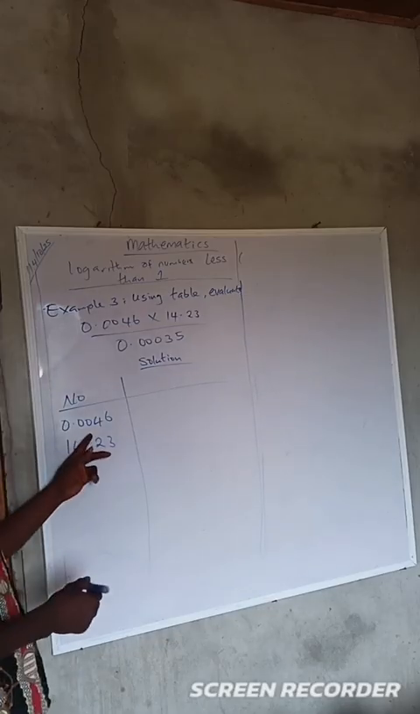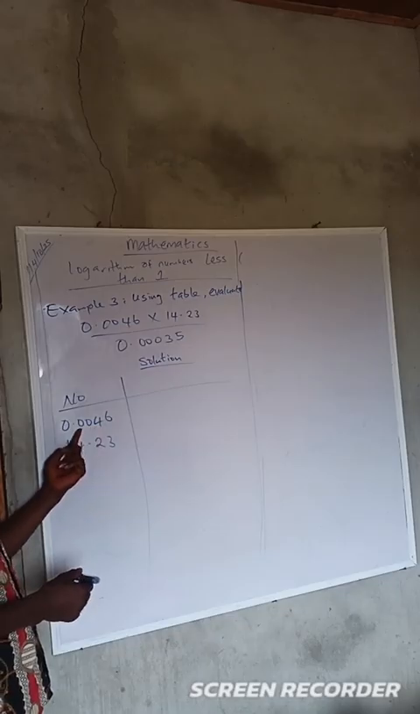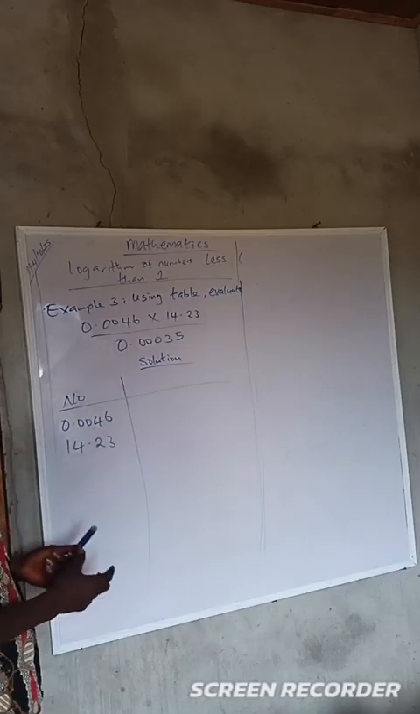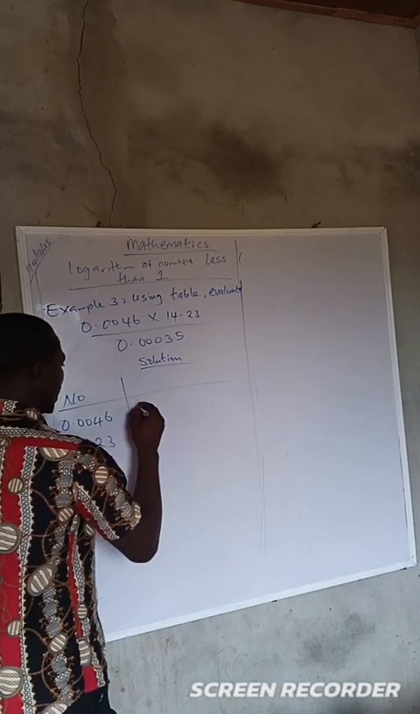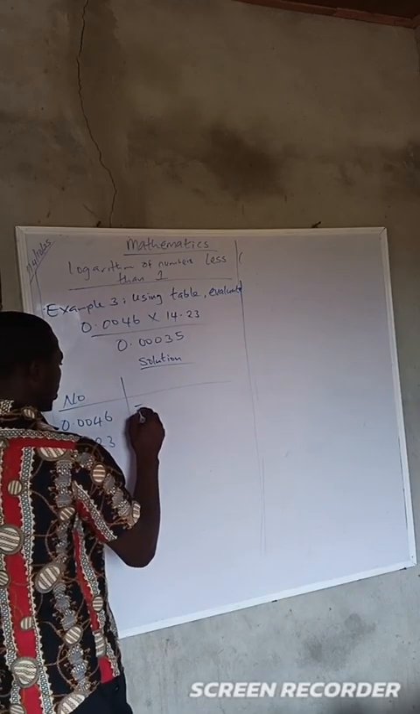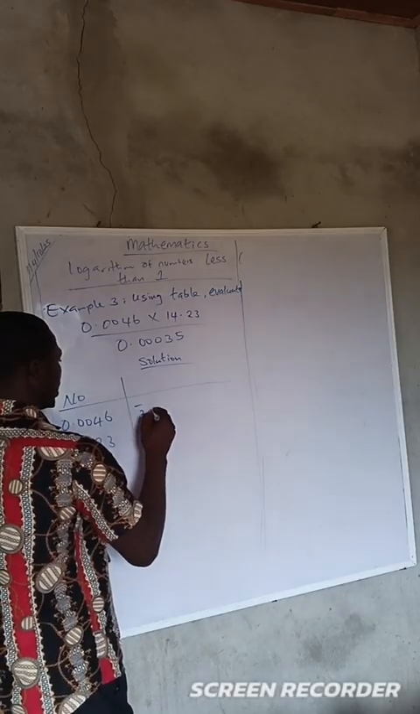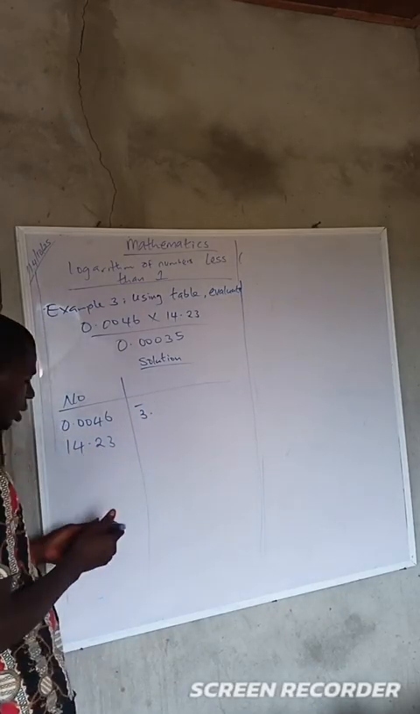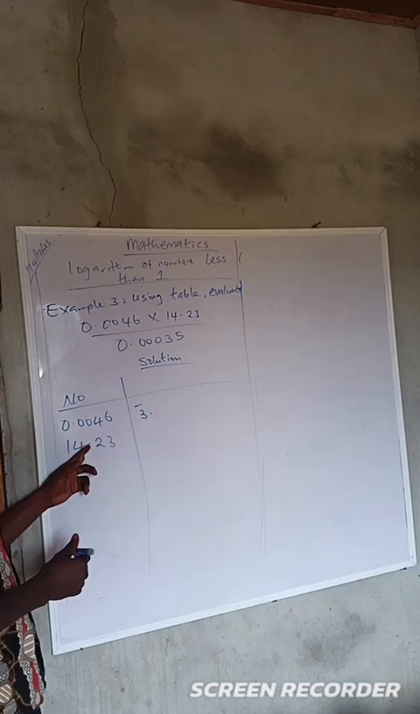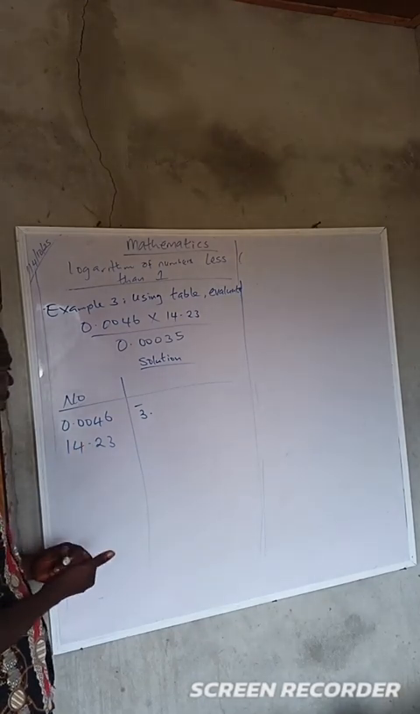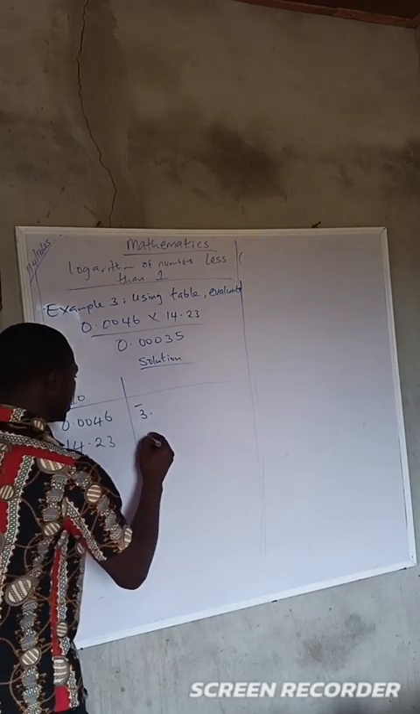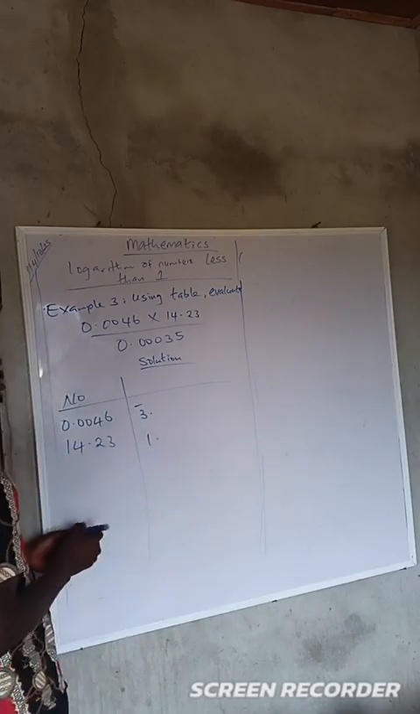Now, we are going to express this number as a number in standard form. So this is going to be what? 4.6 times 10 raised to power minus 3. So which implies that our characteristic or integer is going to be bar 3 point. And this one, you are reducing this number. This is going to be 1.423 times 10 raised to power 1. So our characteristic is 1 point. Now that's for the numerator.